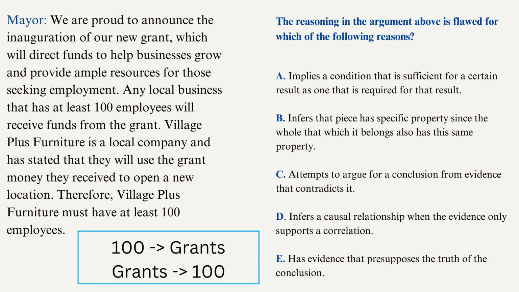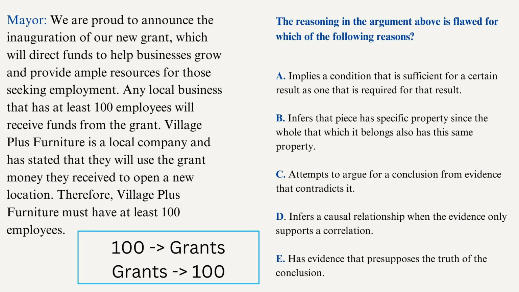So that explains why A is correct, but we could briefly look at the other ones. So looking at B, basically this is the whole versus part flaw, which is not applicable in this case. C has to do with contradiction. They never contradict themselves. D is a causal versus correlation, which they never made. And E is presupposes a truth, which is a form of circular reasoning. They're assuming the truth without ever proving it.